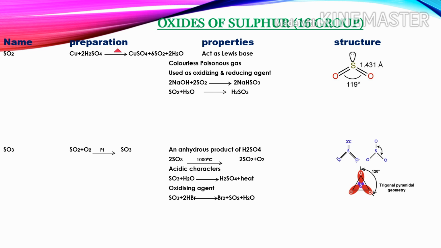When it is hydrolyzed, it gives sulfuric acid. This shows its acidic character and also releases heat. Sulfur trioxide acts as an oxidizing agent. Here sulfur trioxide is reacted with HBr, and it converts it to Br2. The structure of sulfur trioxide is trigonal planar, and the hybridization is sp2.